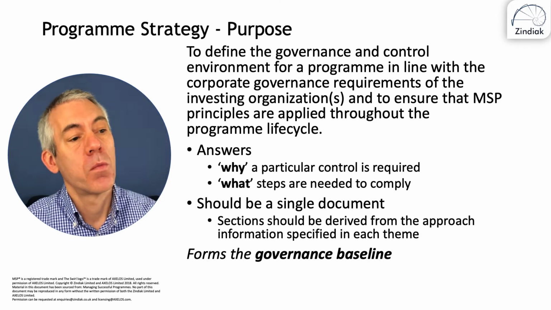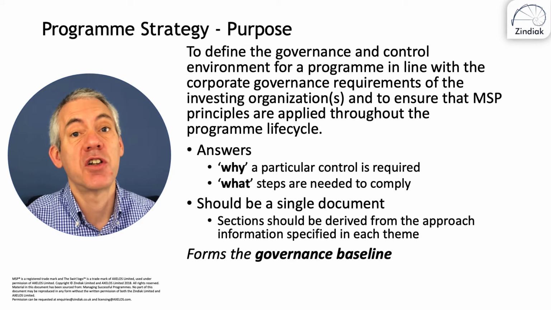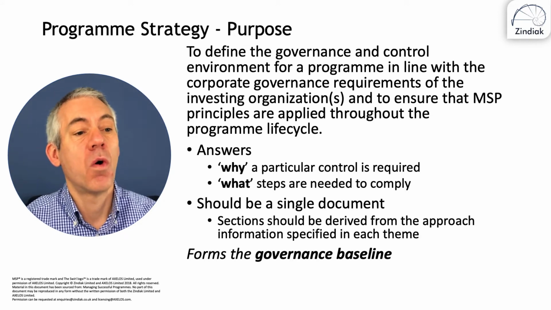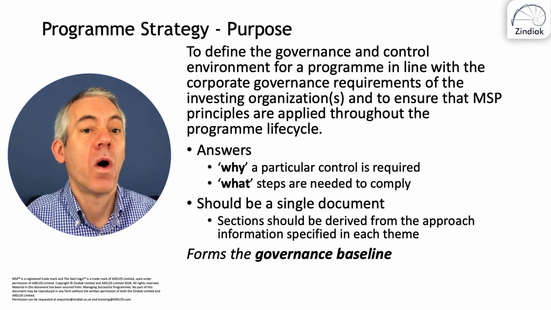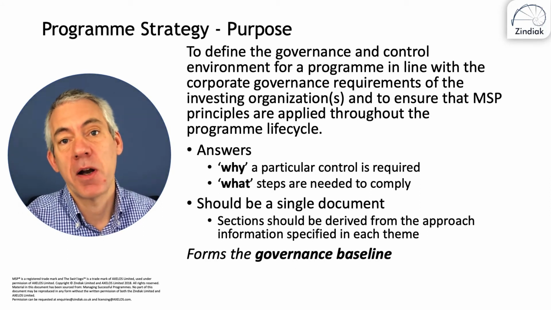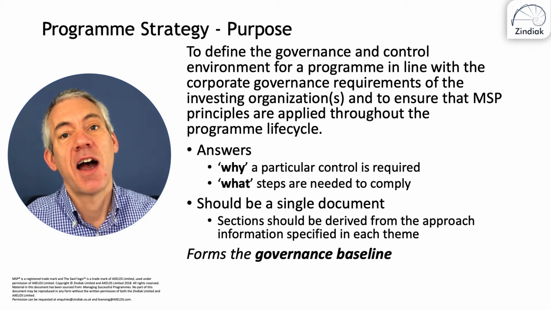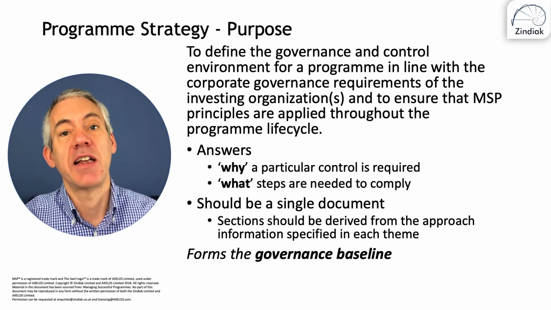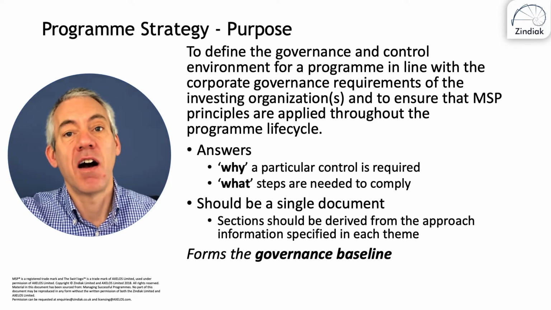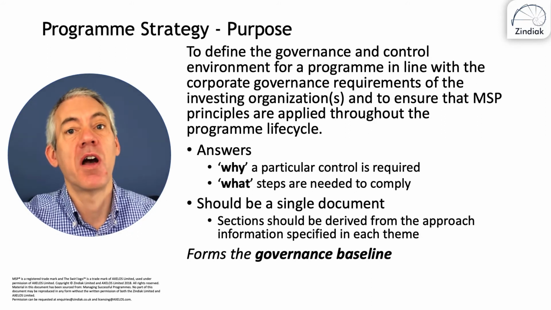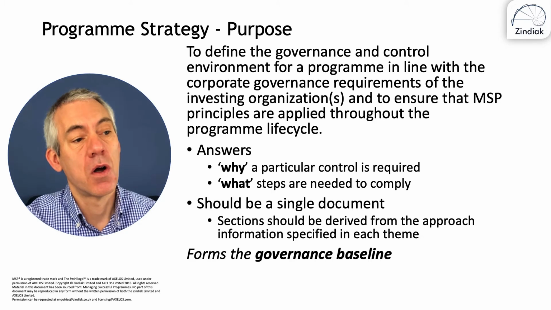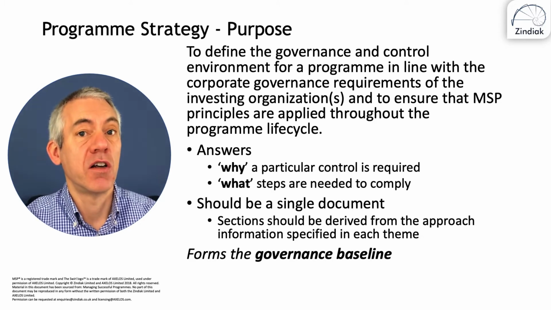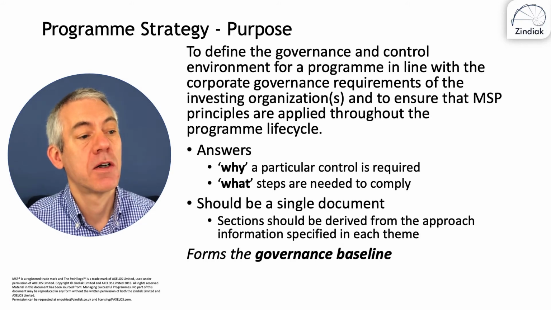Or why do we need this control? We need this control in place to ensure we don't overspend on our budget. What are the steps to comply? Well, the program manager needs to track how much we're spending. If we're spending over X amount, then it needs to be signed off by a higher level, by the senior responsible owner, and so on, those types of things. So why we've got a particular control and what the steps are in order to comply with that control.